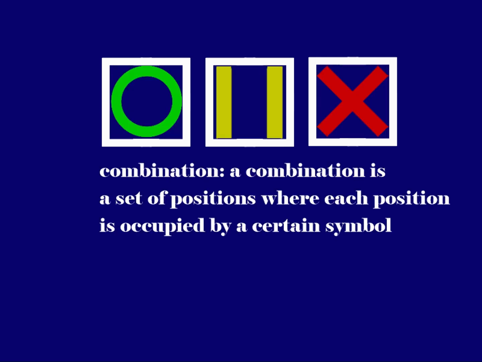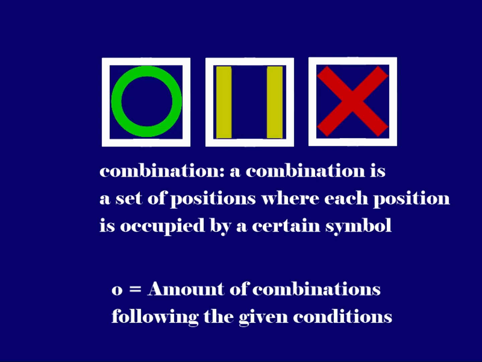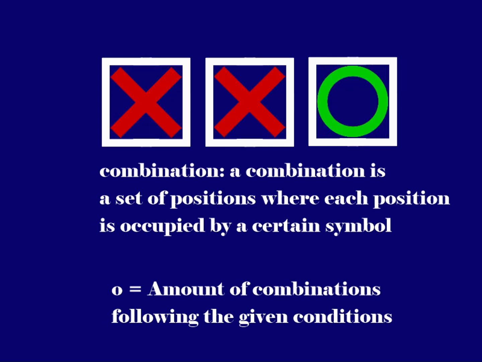Now that we got symbols and positions, we can start to define a combination. A combination is a set of positions where each position is occupied by a certain symbol. The amount of combinations following the given conditions is represented by the small letter o. Not a c, because c can stand for a lot of things like column and constant, and o stands for options, which is close to combinations.